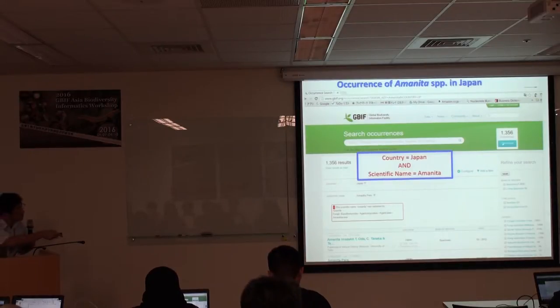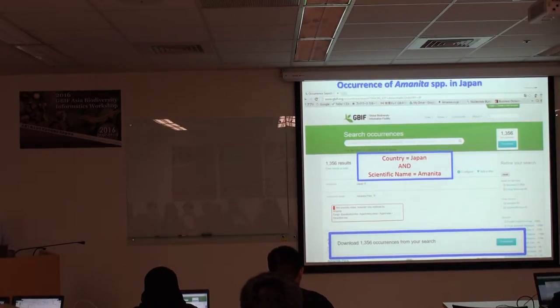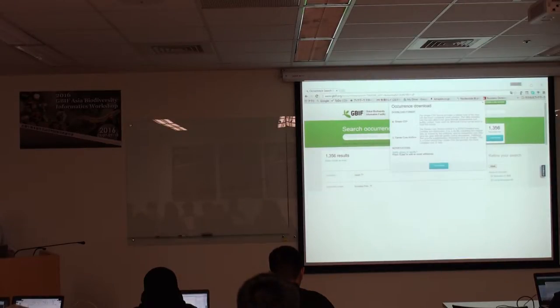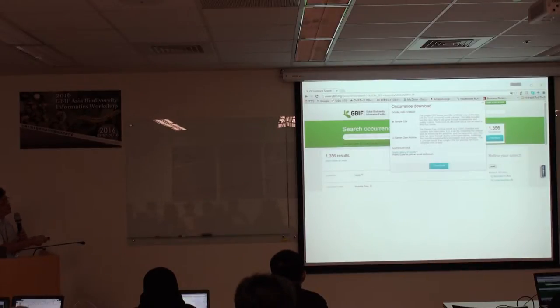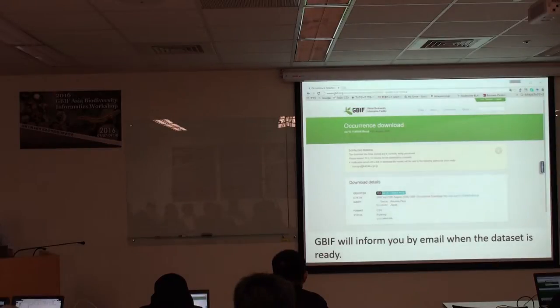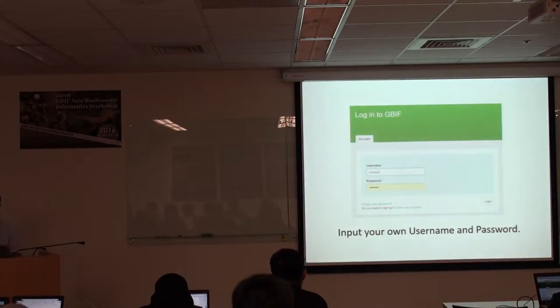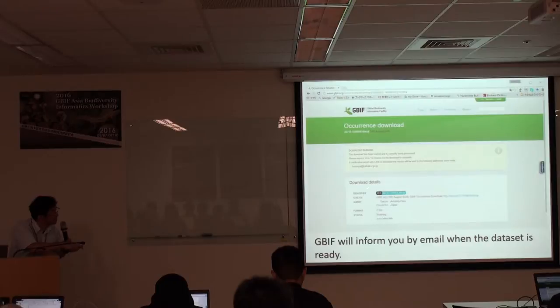Okay, to download, click here, and then you get to download all of these from your search. Then click on download, and you will see occurrence download with a simple CSV or downloadable archive. You can choose one of these. In this case, we are going to choose the simple CSV, and then GBIF warns you, login required, right? Then you have to log in first, entering your user ID and password, and then GBIF will say that the downloaded dataset is to be given this DOI.